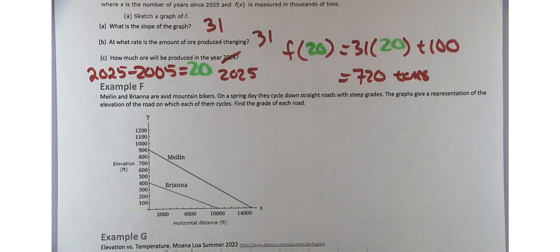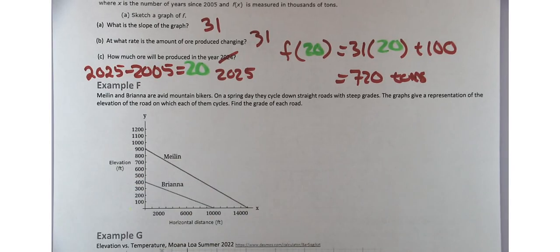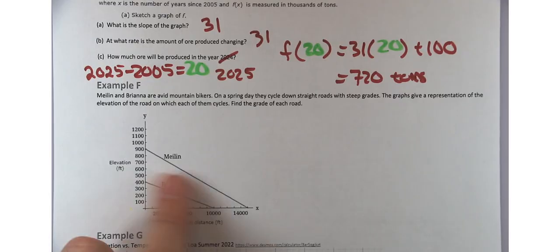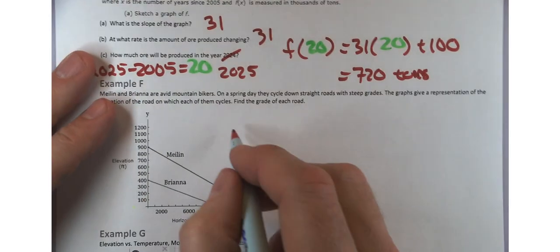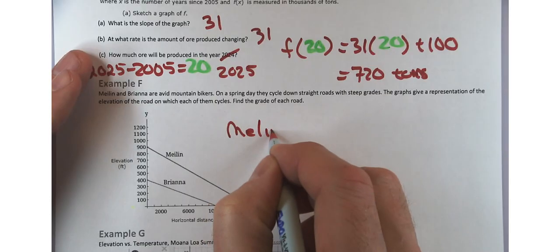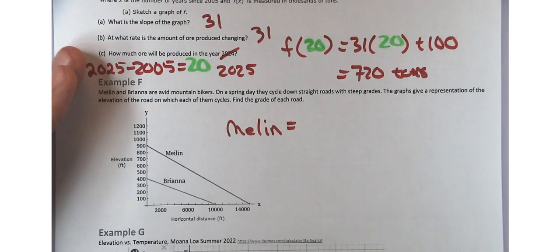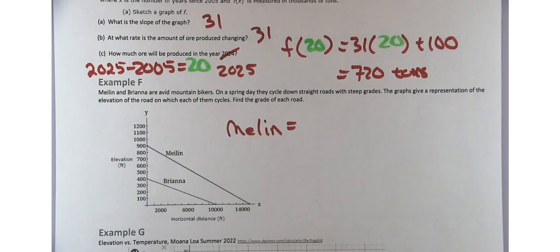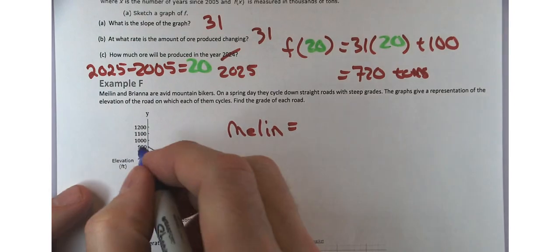Brianna seems steeper? Okay. It could be a little subjective, tough to tell. But we can be more objective about it if we find the slope of these lines. So for Mylin, let's see. Well, we need some coordinates here. They're not really exactly explicitly given to you, but I think you can kind of see them.